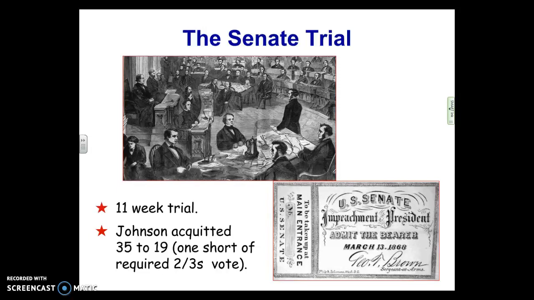It was packed. It was insane. And after 11 weeks, Johnson's acquitted, found not guilty, which means that while he was impeached, yes, he was not removed from office because of one vote. Now, a majority voted to have him removed from office, but he needs a 2/3 vote, and the last person decided to vote to leave him in office, hence he was never removed. Let's just say he would not be getting reelected, though, let's put it that way.